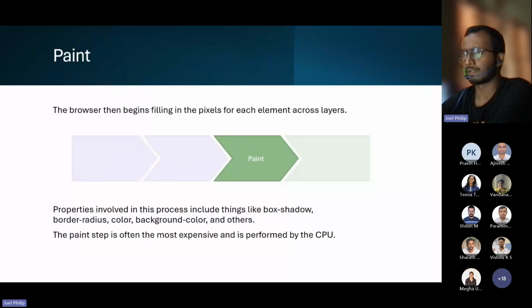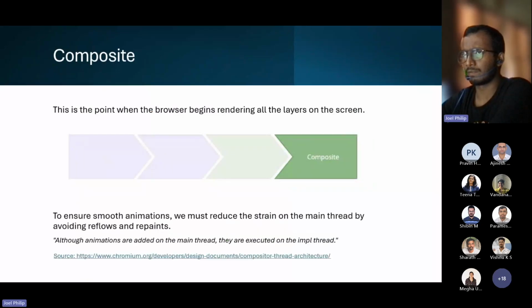And once these elements are associated with the properties, then the browser begins filling the pixels for each of the elements across the layers. So these properties, such as box shadow, border radius, color, background color, all those properties would be applied to the layer in the paint phase. And this phase is pretty expensive. So the properties which are being changed in this phase require CPU assistance. And then finally, we are coming to the composite phase. So this is the phase where it merges the layers and begins to render all the layers on the screen.